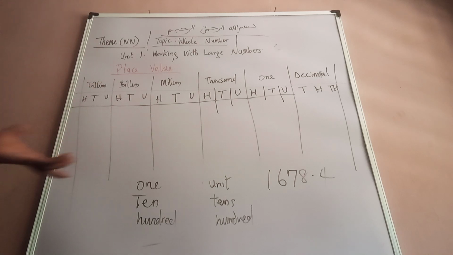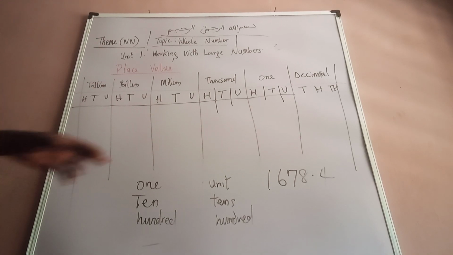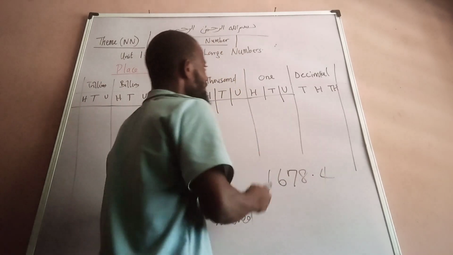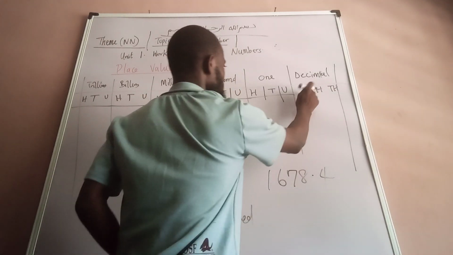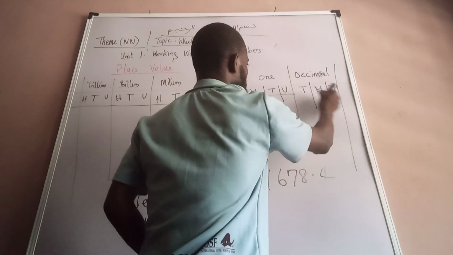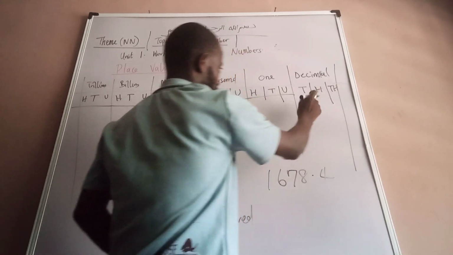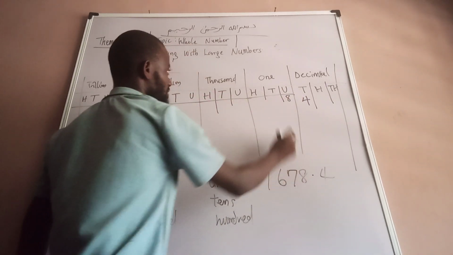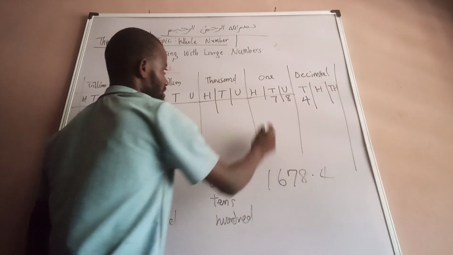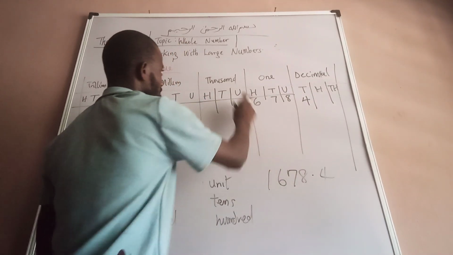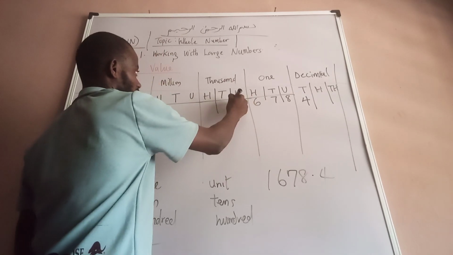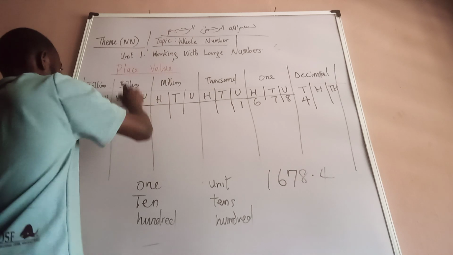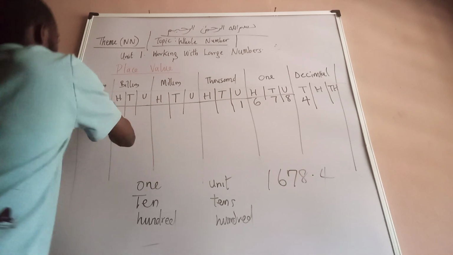Now here we have 1,678.4. Anything after the point, we start from here. This 4 comes under here, under the point, right? This 8 will be here. This 7 will be here. This 6 will be here. And this is 1. Not this one. The rest, nothing happens to them. They don't have a problem. Alright?